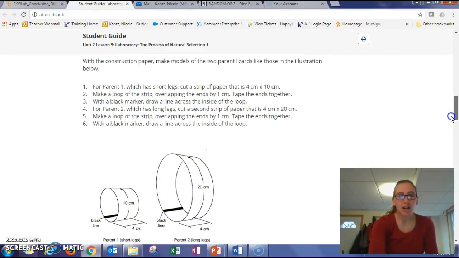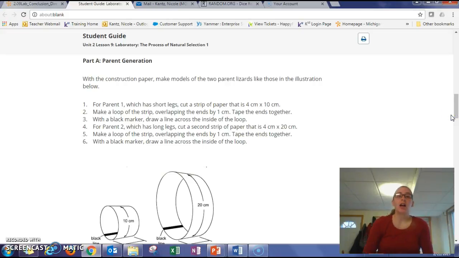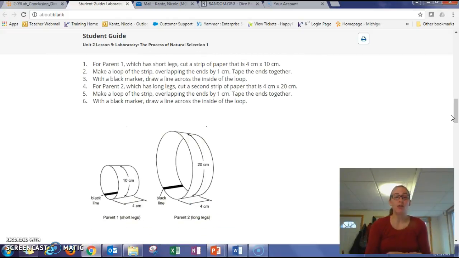Let's start here. Parent 1 generation. First of all, you need to construct your lizards. They're going to have you take construction paper and measure out that piece of paper to specific sizes. So for the lizard with short legs, you're going to cut a strip of paper that is 4 centimeters by 10 centimeters. If you notice on this, the 4 centimeters is going to be the width, and the 10 centimeters is going to be the length.